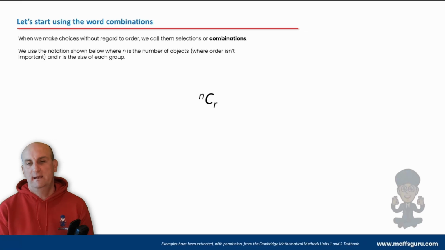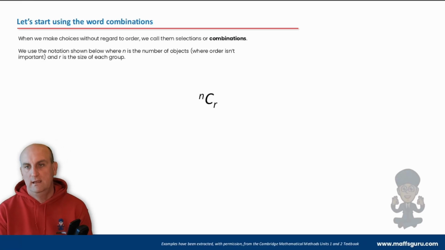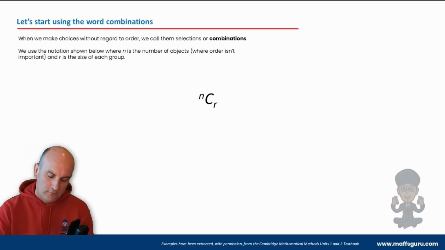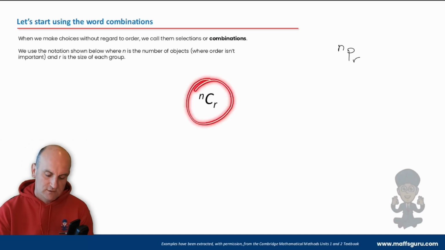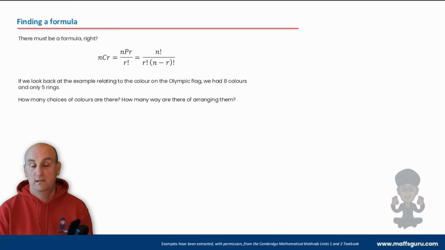Now we're going to start using combinations, all right? When we make choices without regard to order, we call them selections or combinations. That's different from arrangements or permutations, as per my previous video. Whereas before we used nPr, the number of permutations, nCr is the notation we use where order isn't important. We're just trying to work out how many ways we can put n objects in r numbers of groups, or the size of each group.